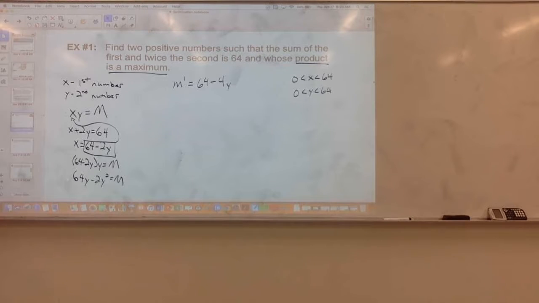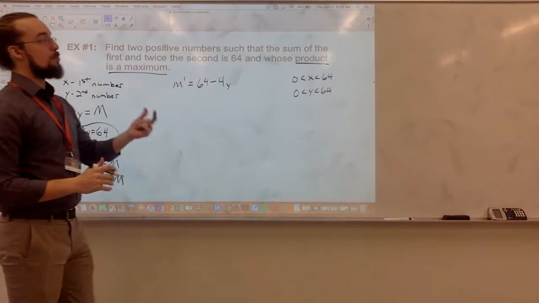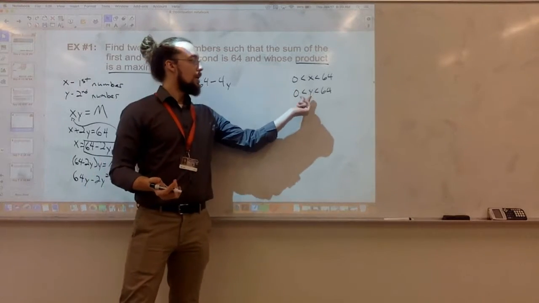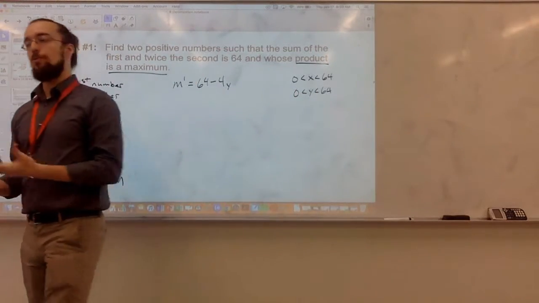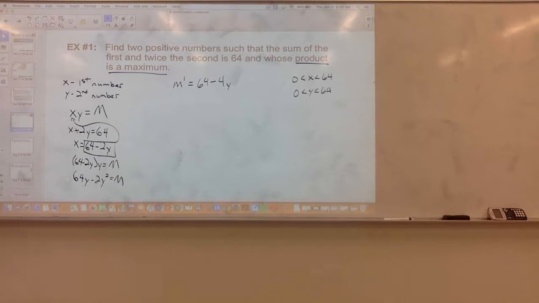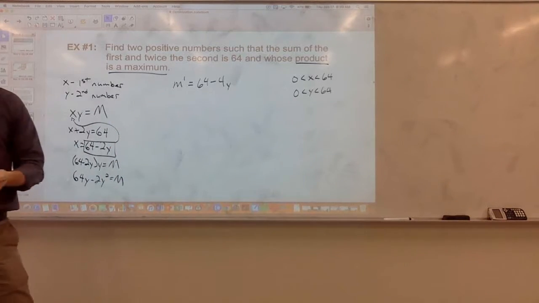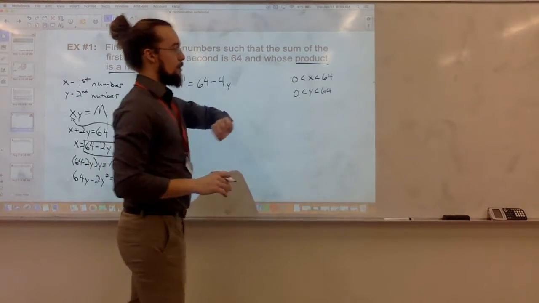A lot of the time, we will be working with real-world problems, meaning that in most of the problems we do, our variables will have to be at least greater than 0. Sometimes we'll then be able to find an upper bound, sometimes we won't. But most of the time, they'll be greater than 0.